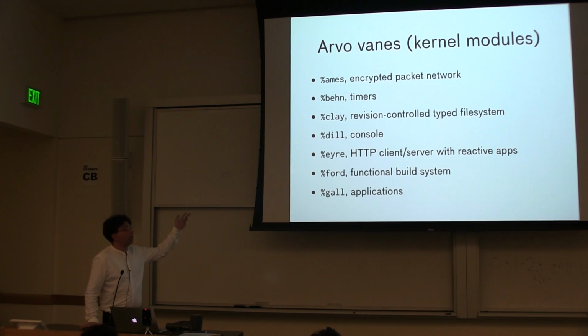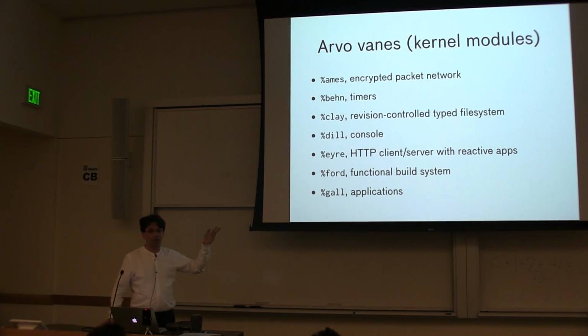So encrypted packet networking, we'll talk about that in a sec. Timers, obviously. Clay, which is like a typed Git. Console, obviously. Air, we'll see that hopefully driving a demo in a second. A functional build system, I don't really know how to describe that. And an application engine. And the applications, again, are cores within Gall.